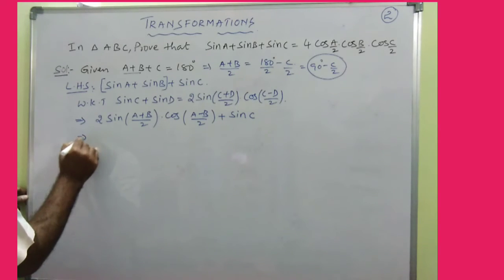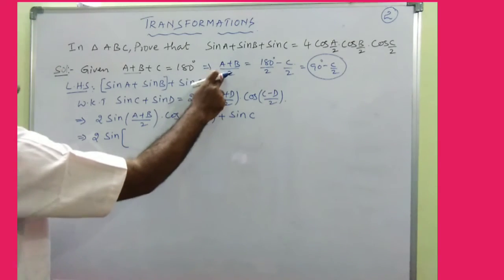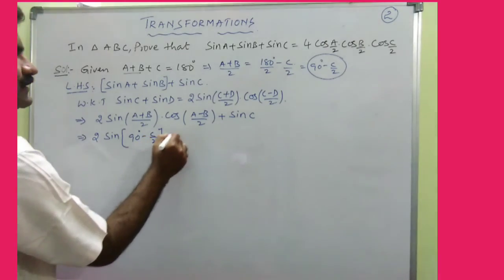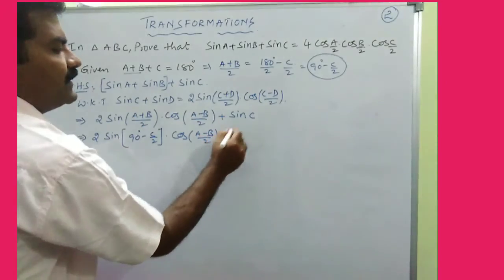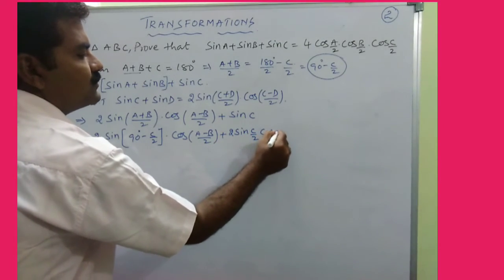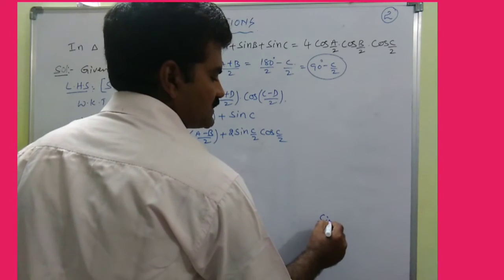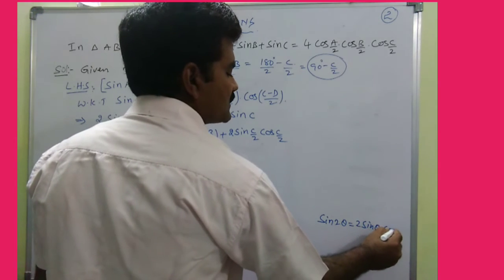Okay, no problem. So 2 into sin of (A plus B)/2 means we can write it as sin of (90 degrees minus C by 2) into cos of (A minus B)/2. And you know the sin C formula with half angles: 2 sin C by 2 into cos C by 2, like the 2 theta formula itself. Sin 2 theta is 2 sin theta cos theta. See, what is sin 2 theta? 2 sin theta into cos theta.